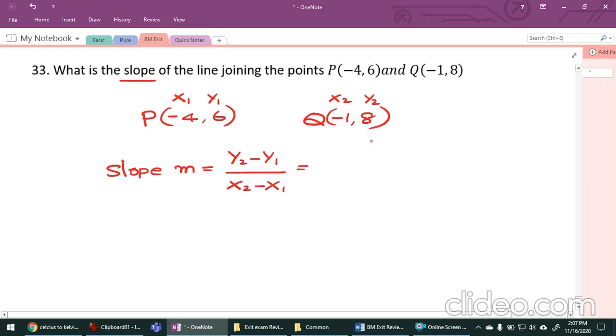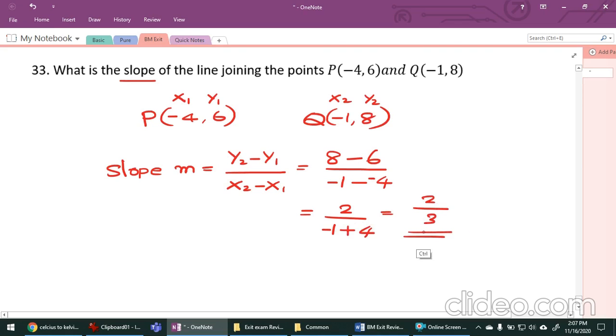Okay, what is y2? y2 is 8, minus what is y1? y1 is 6, divided by x2. x2 is minus 1, minus what is x1? Minus 4. This will be 8 minus 6, you know the value is 2, over minus 1 plus 4, because minus into minus is plus. Equal to 2 by what is 4 minus 1? 3. So 2 by 3 is the slope.